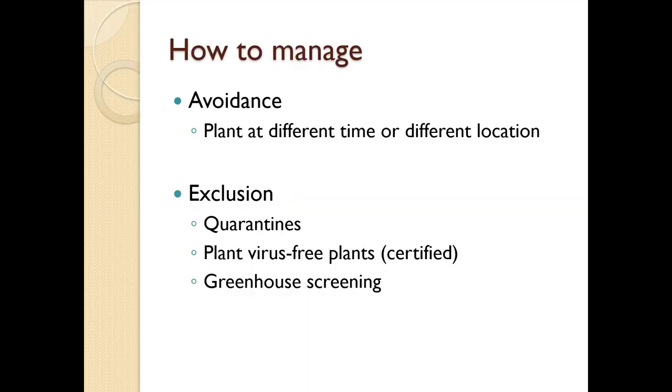So how do you manage these things? Well, avoid by planting at a different time or different location. Exclusion would include quarantines, using plant virus-free plants certified, and greenhouse screening, which is really tricky because thrips are one of the things that spread these viruses. And thrips can get into very small screens, very small holes in screens. So you need to have very tight mesh on your screens. This gets to be tricky when you're trying to avoid fungal diseases because the airflow in your greenhouse isn't going to be as good. So you kind of have to figure that out.